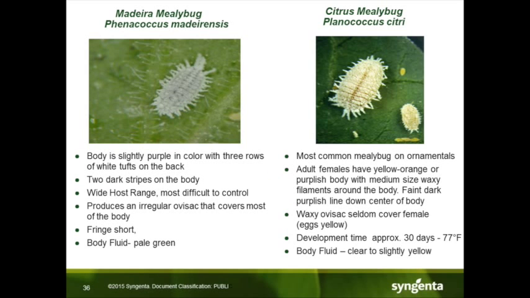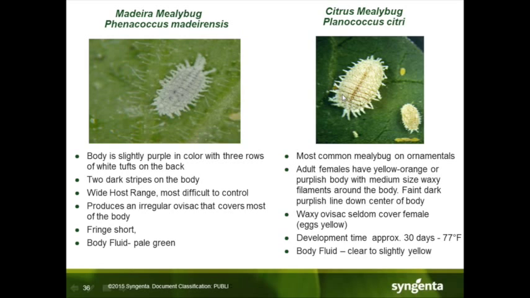Now this is in contrast to the Madeira mealybug and the citrus mealybug. These look quite similar in appearance to the other mealybugs. They have projections along the side, not as long as the long-tailed mealybug. In the case of the Madeira mealybug, they do have two dark stripes along the length of the body, and you can kind of see it here.